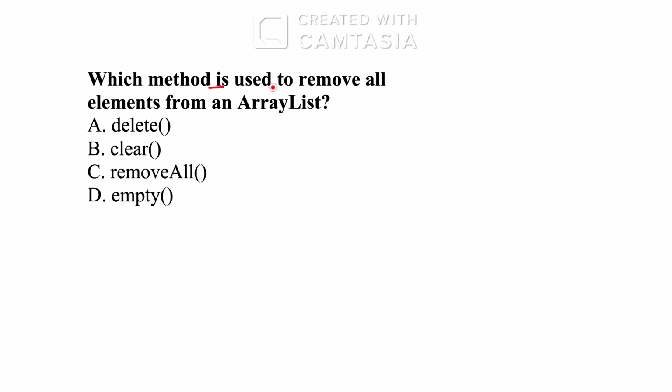Which method is used to remove all the elements from an ArrayList? The option is the clear function. The clear function is used to remove all the elements from the ArrayList. People will wrongly choose removeAll, but that is wrong. In ArrayList we have only one such function, that is clear. If you want to remove all the elements, you have to use the clear function only. So this is correct. Please never choose the other.